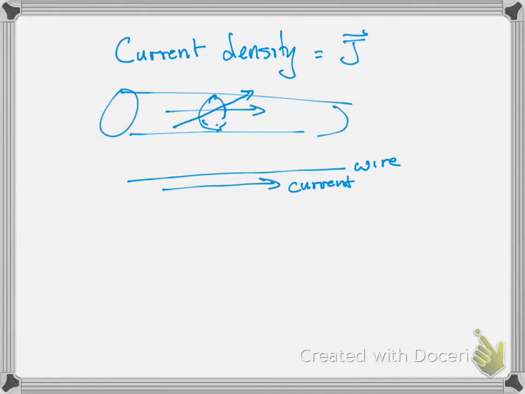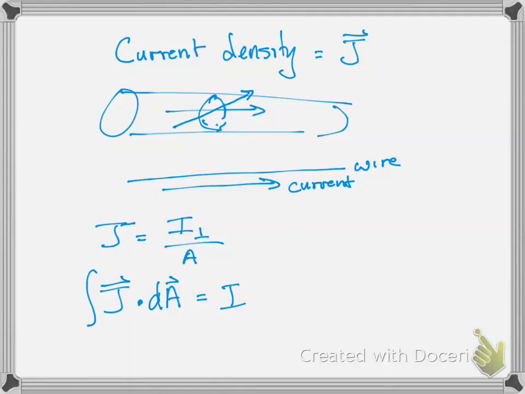So current density is areal density, so it's current per unit area. So the magnitude of current density is the perpendicular current divided by the cross-sectional area. So the perpendicular component divided by the cross-sectional area. Or I is defined in terms of current density, as shown. The integral of J dot dA is current.